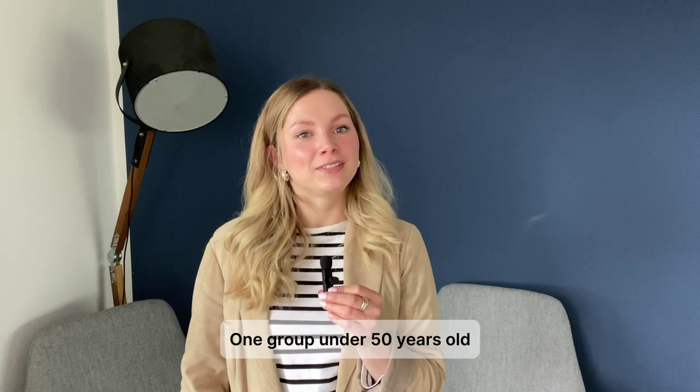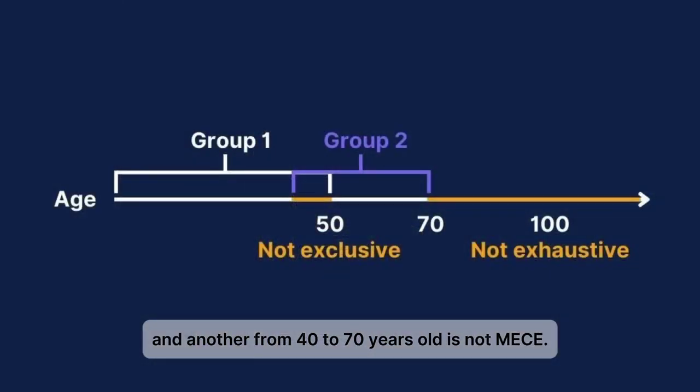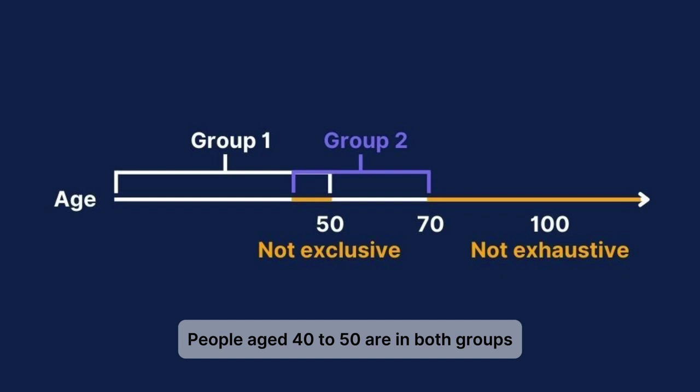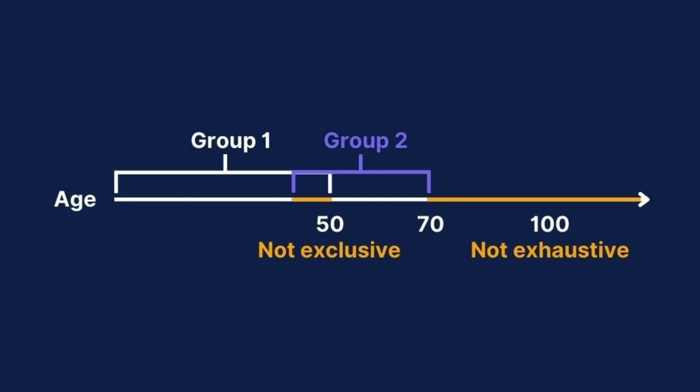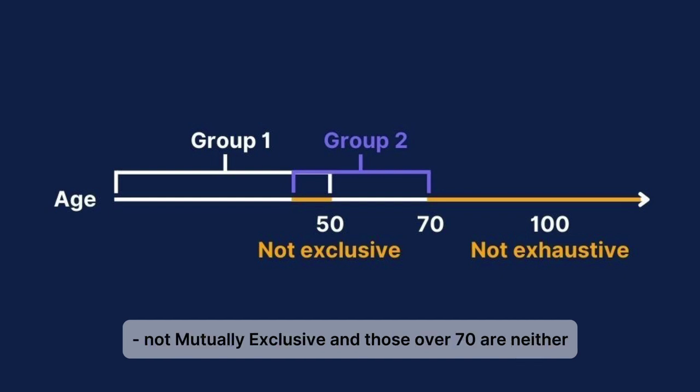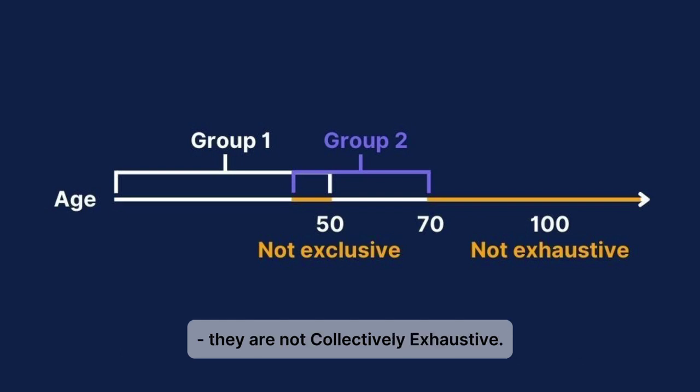One group under 50 years old and another from 40 to 70 years old is not MECE. People aged 40 to 50 are in both groups, not mutually exclusive, and those over 70 are in neither. They are not collectively exhaustive.